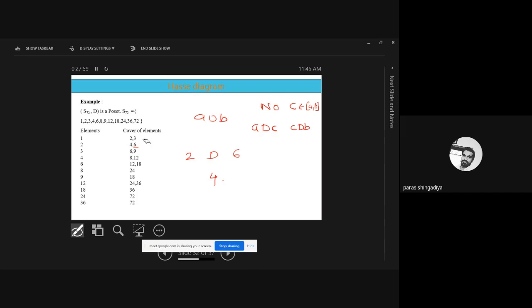Clear? And then after 8, 2 and 8. So you can easily measure with 4. 2 divides 4, 4 divides 8. Then after 9, 2 divides 9 is incorrect. Okay, it is not true. 2 and 12, so you can easily measure with 6 and 4 also. Clear? So the rest of the numbers will not be a part of cover element. Only two answers, 4 and 6.